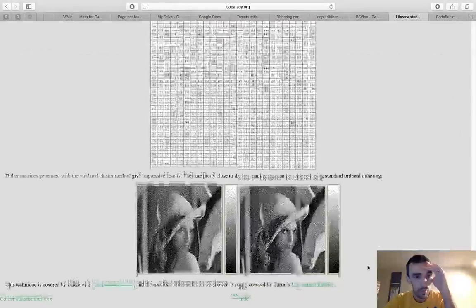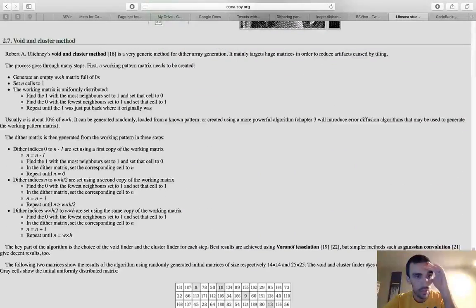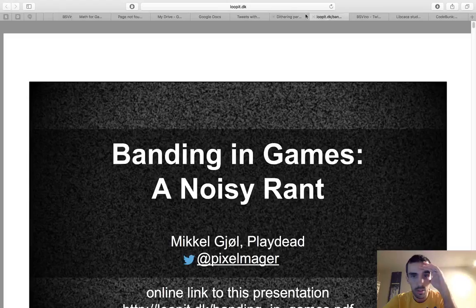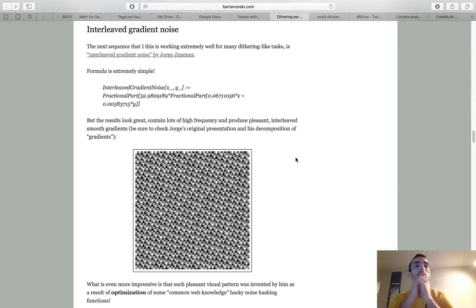So, okay. And then this gets more complicated. Void and cluster method. I'll check that out later. Interleaved gradient noise. Let's see what this is. The next sequence that, this is what? This guy must not be a native English speaker.